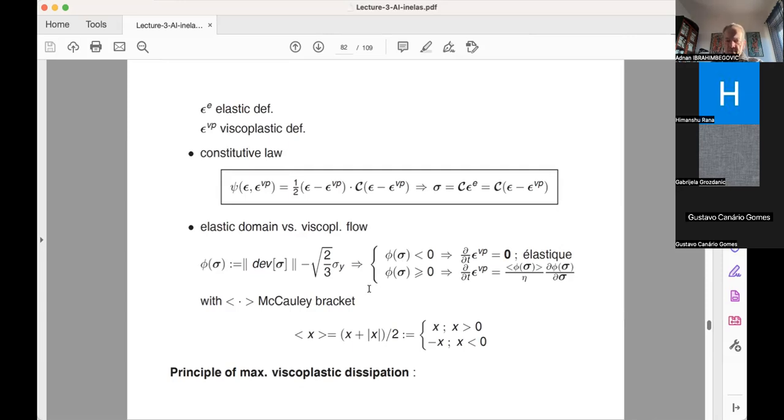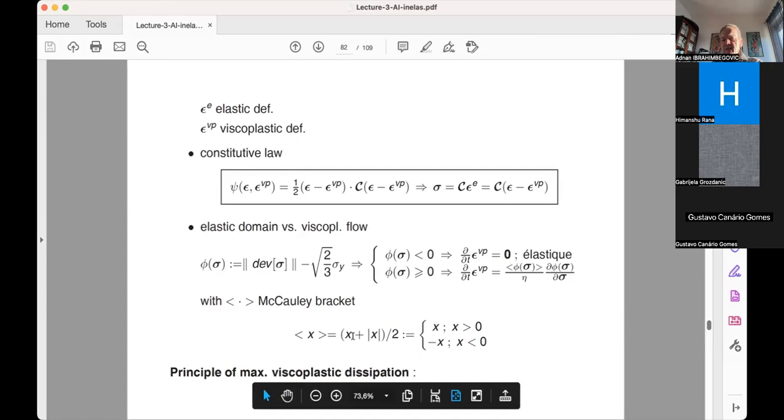Now, I need this notion of something called the Macaulay bracket. This is x in these brackets, that is actually x plus absolute value of x, divided by 2. That is equal to x when x is positive, and it should be actually 0 when x is negative. This is a mistake. So why do I need that?